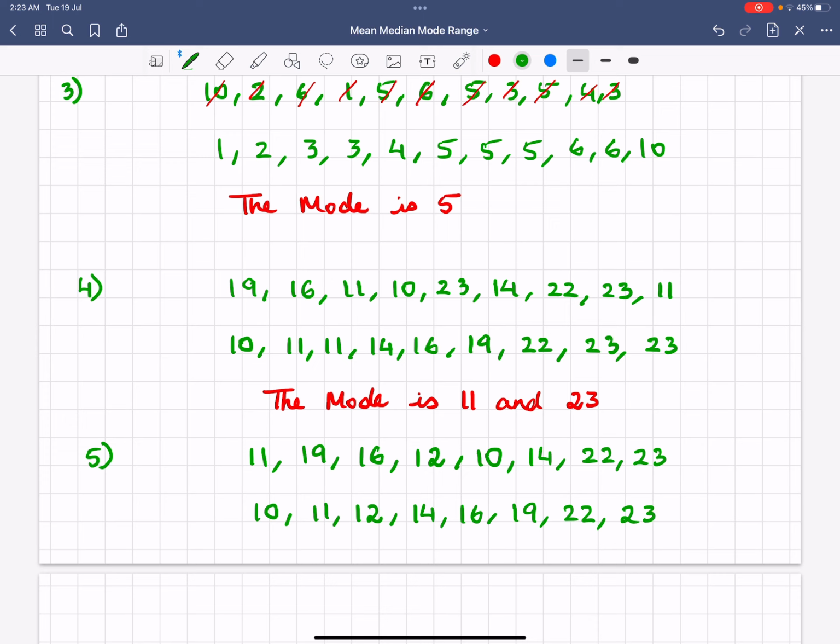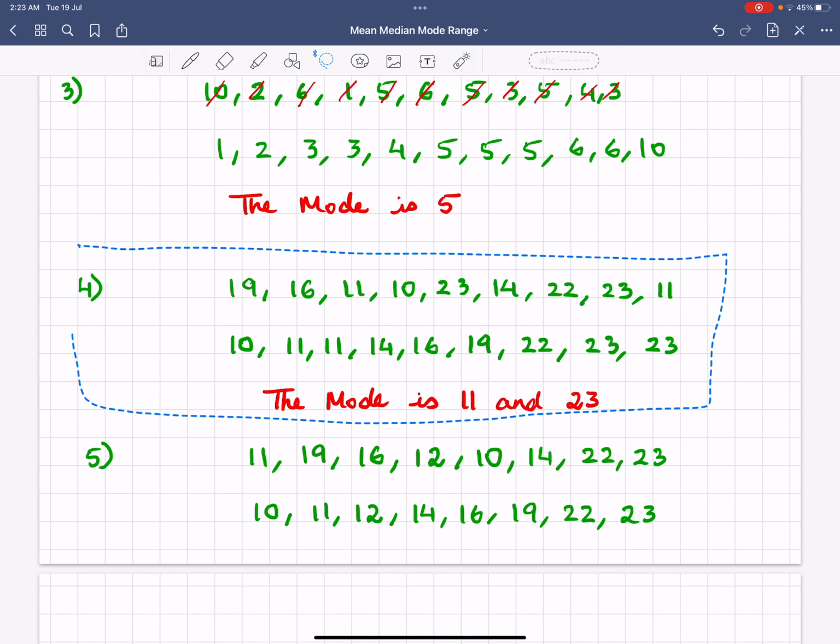So let's look for which number is appearing the most. We have 10 coming once, 11 once, 12 once, 14 once, 16 once, 19, 22, and 23, all of them just appearing one time. So which number is the mode here? Well, basically mode is the number that appears most often or appears more than the other numbers. So in this case, we have no mode.